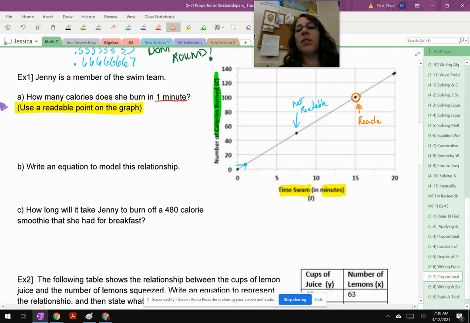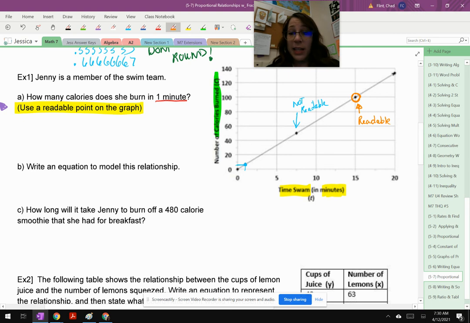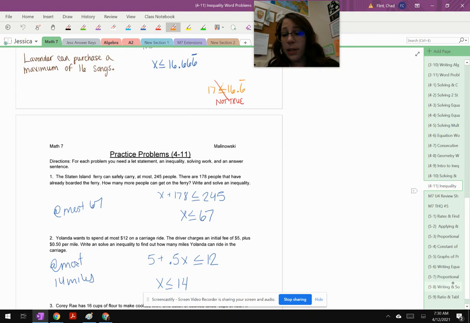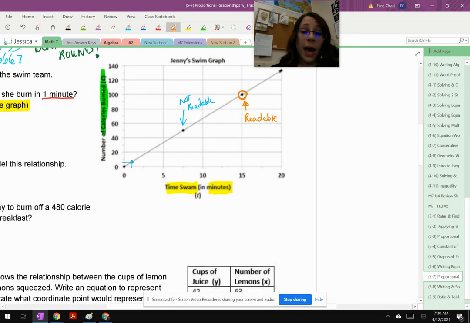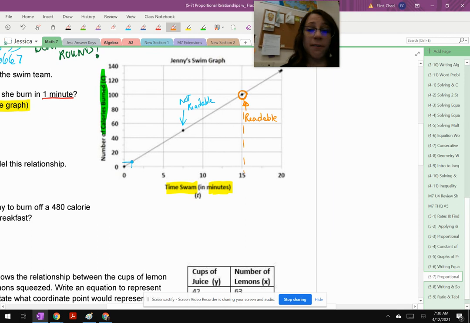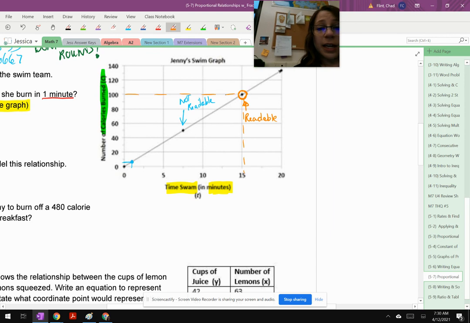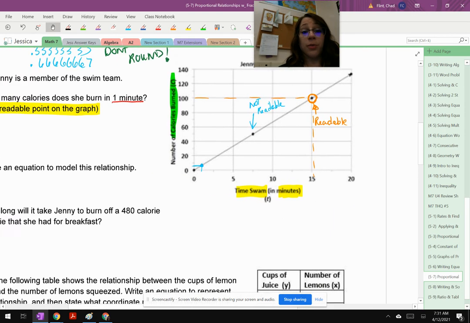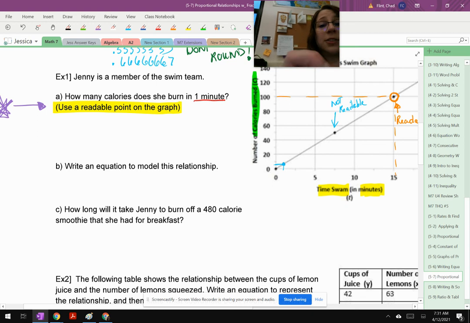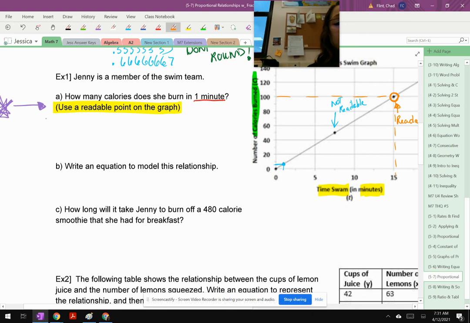Readable. And I know that because it's right on one of the intersections. It's right on one of the grid lines. I can tell exactly that it is at, oh my goodness, my hands are always in the way. I can tell that it is exactly at 15 and 100. So I'm going to use that. So how many calories does she burn in 1 minute?